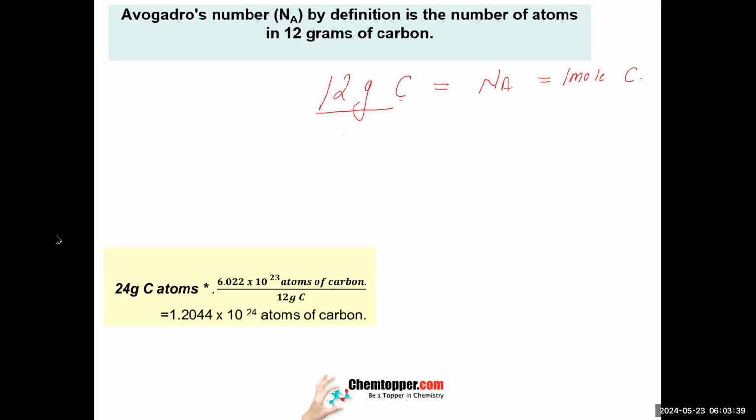If I give you 24 grams of carbon and I want to know how many carbon atoms are there, then you can use dimensional analysis. 24 grams of carbon times this dimensional ratio. What do you want? Number of atoms. So put your Avogadro's number here and 12 grams here. See, this is how you can do it. The number is double of Avogadro's number.